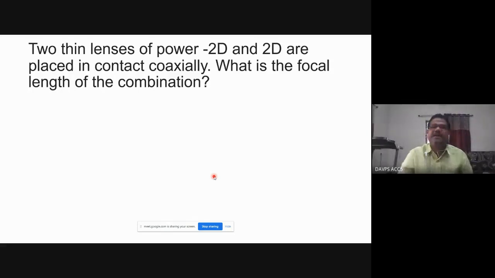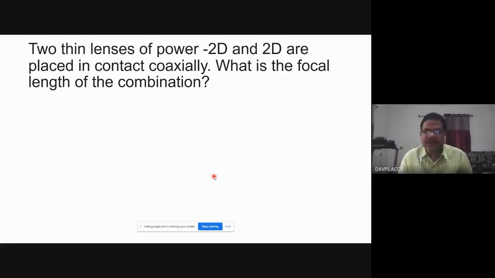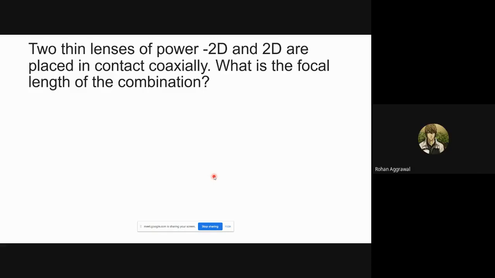Next, two thin lenses of power minus 2D and 2D are placed in contact coaxially. What is the focal length of the combination? Anybody can tell? So focal length infinite. Yes, sir.